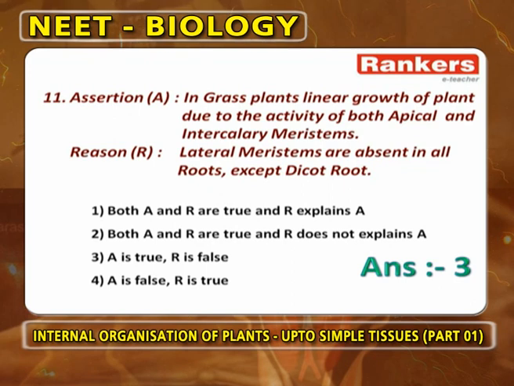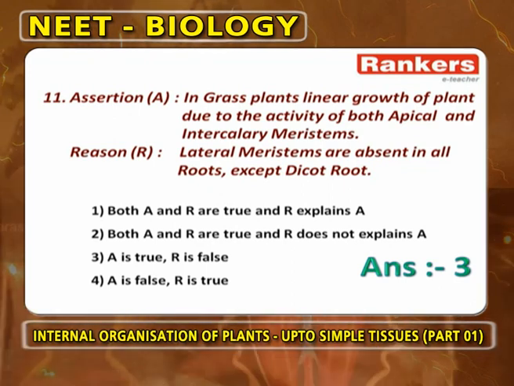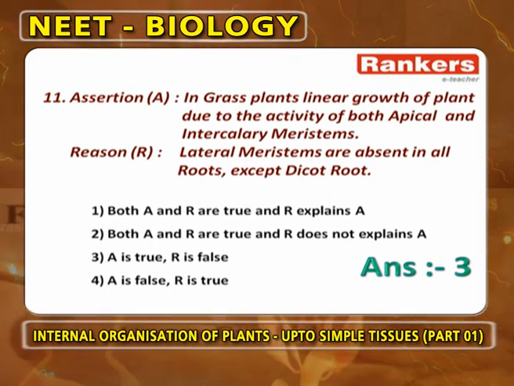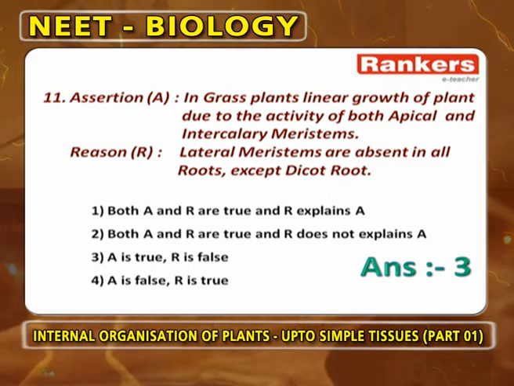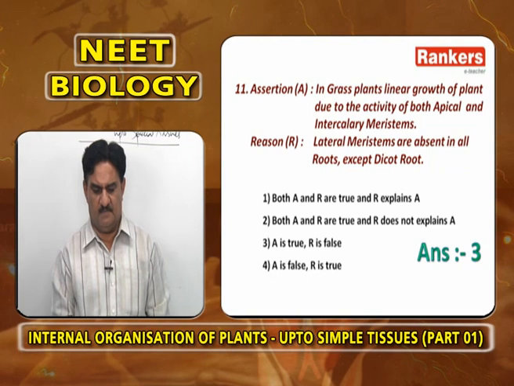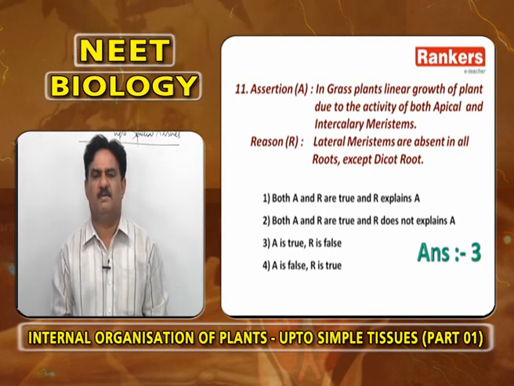This is an assertion. In grass plants, linear growth of the plant is due to the activity of both apical and intercalary meristems. Linear growth of the total plant body is done by apical meristem. Linear growth of stem and leaves is done by intercalary meristems. Lateral meristems are absent in all roots except dicot root is wrong.